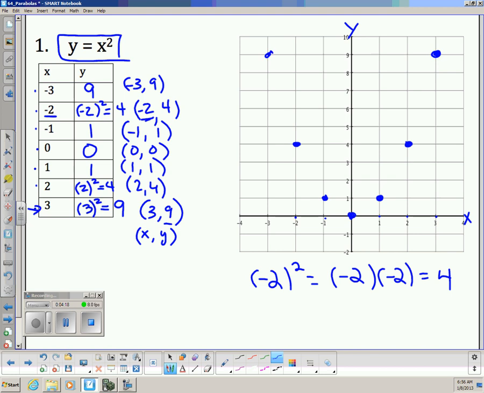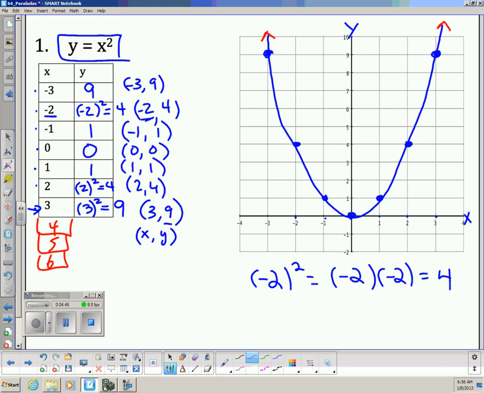And if you notice, if you were to connect the points with a nice smooth curve, they would make that shape, which is called a parabola. So I'm going to do that, connecting these points with a nice smooth curve. Now I could have asked you, theoretically, to go to 4 and 5 and 6, etc. So I'm going to put arrows at the end of this graph to represent that. You could have gone on and I could have asked you to continue with the table. And this is the graph y equals x squared. So I label the graph.